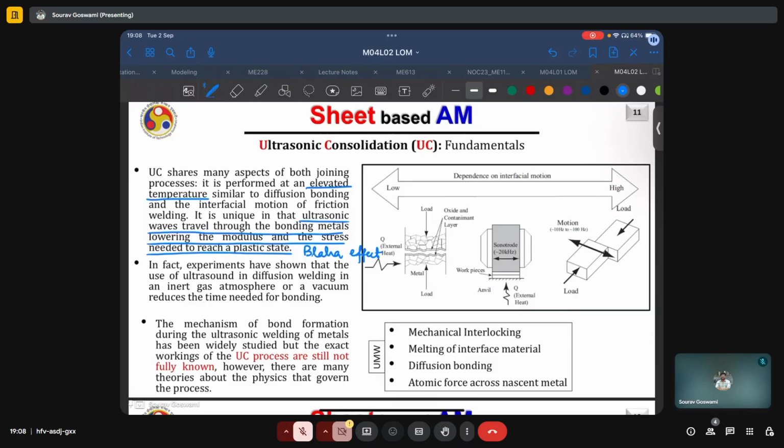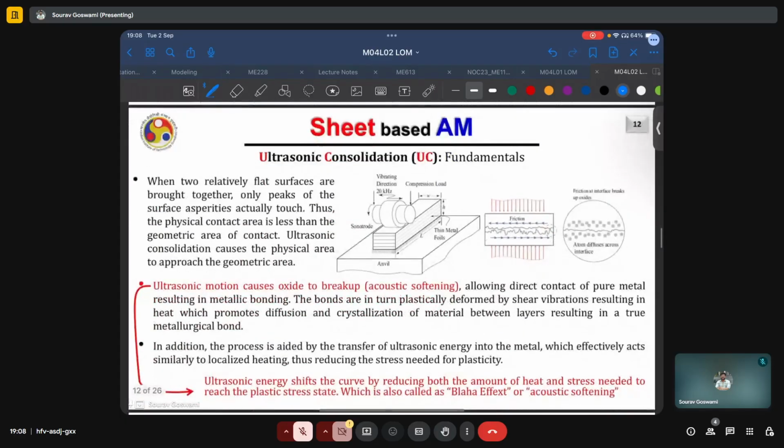The mechanism of bond formation during ultrasonic welding of metals has been widely studied, but the exact workings are still not known. There are several theories about the physics that govern this process. One of them is discussed here.